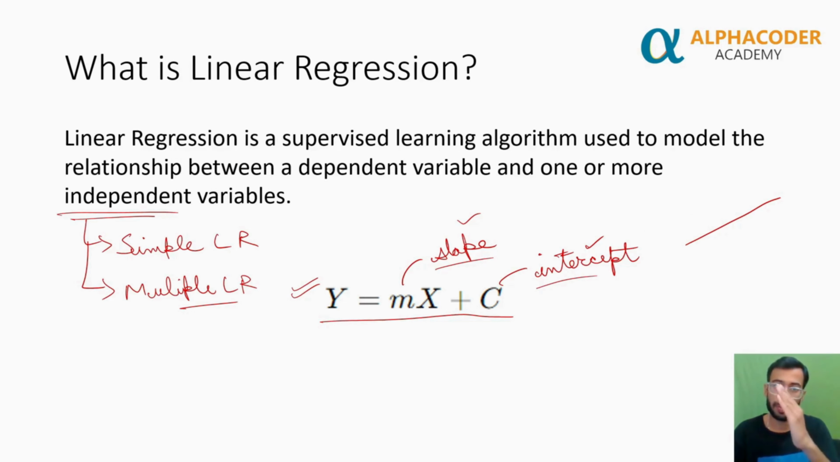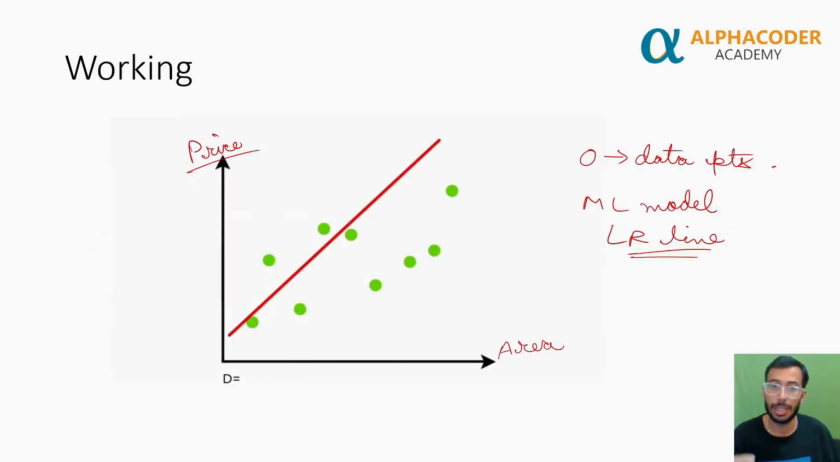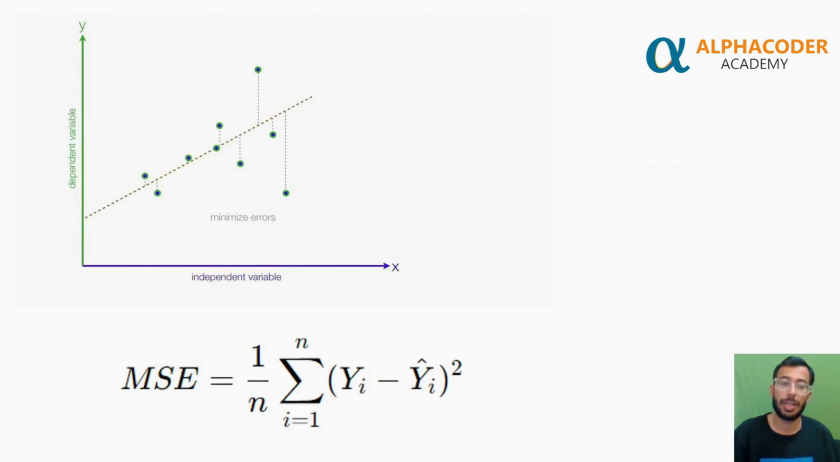Now how do we select whether this line is perfect or this line is perfect or this line is perfect? We have to find a solution for that, and that's where MSE comes into the picture. MSE is nothing but mean squared error.